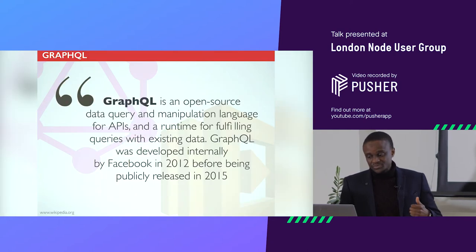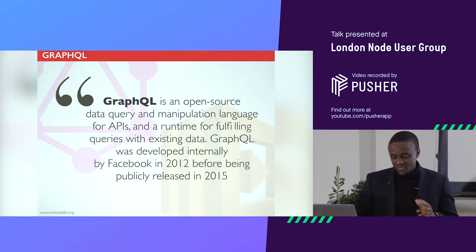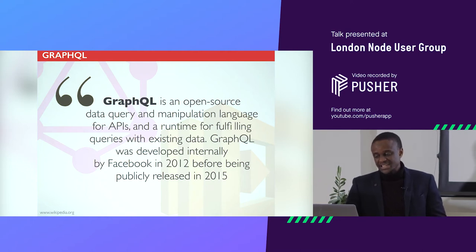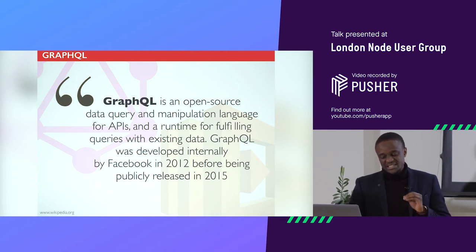Now to GraphQL. GraphQL, another Wikipedia source of all truth. I won't really go deep into it, but just cover the highlights. GraphQL is an open source data query and manipulation language for APIs and a runtime for fulfilling queries with existing data. GraphQL was developed internally by Facebook in 2012 before being publicly released in 2015.